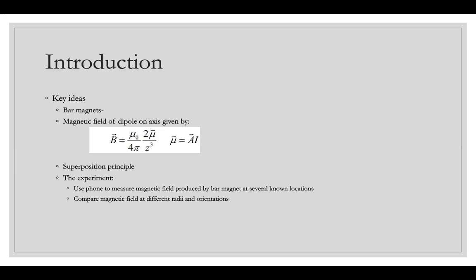And then the experiment itself, we're just going to be using a phone magnetometer, an app, to measure the magnetic field produced by a bar magnet at several known locations. And then I'll be comparing the magnetic field at different radii and orientations.